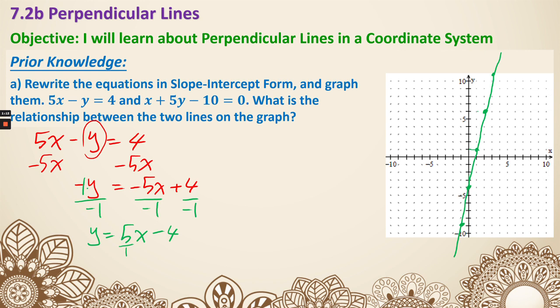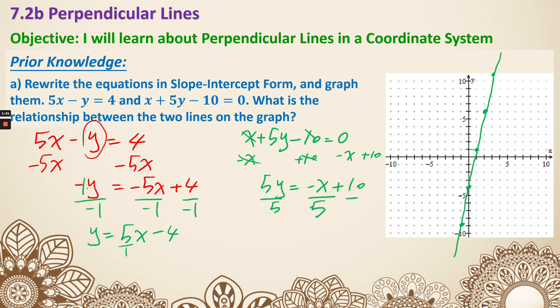Next, we have x plus 5y minus 10 equals 0. So we're going to need to get rid of the x and get rid of the negative 10. So subtract x and add 10 on both sides. We have 5y equals negative x plus 10. Now divide everything by the 5. We are going to get y equals negative 1/5 x plus 2.